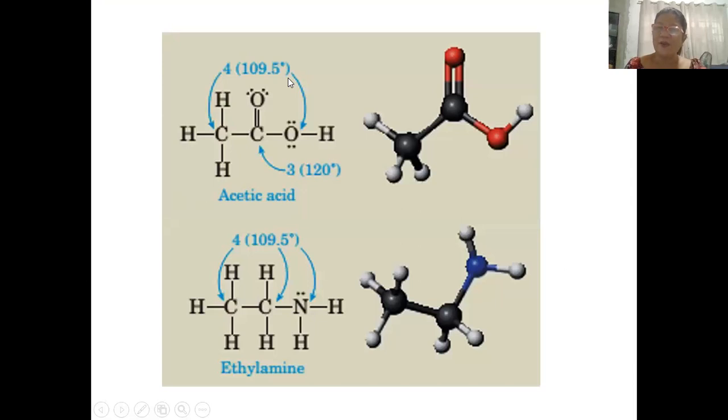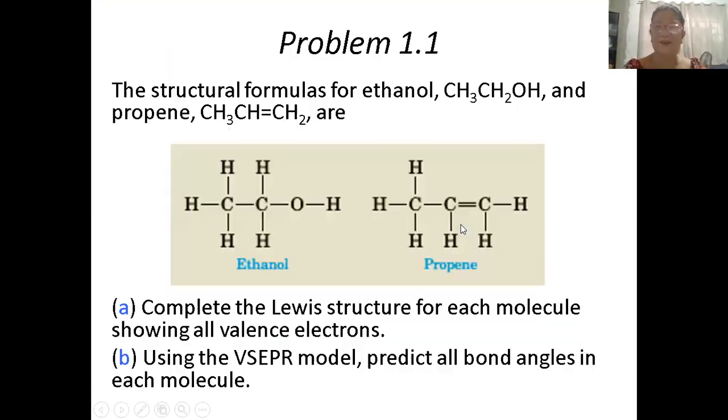So, this is our acetic acid in the form known as the ball and stick model. If we were face to face, we could have it using the molecular model, but we don't have one. So, we have here our problem.